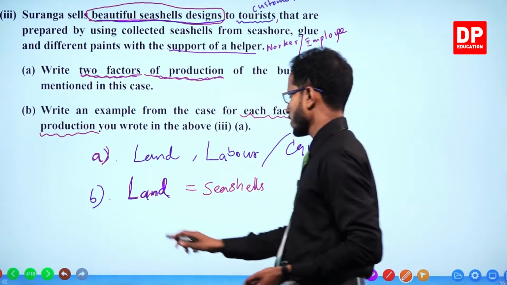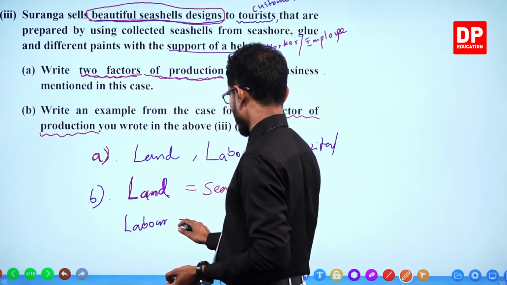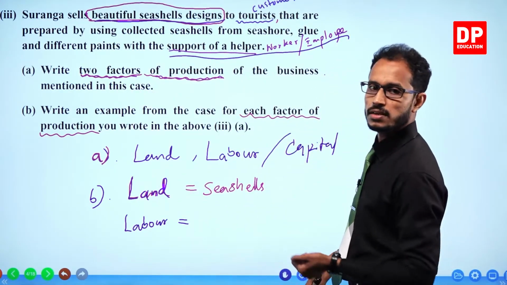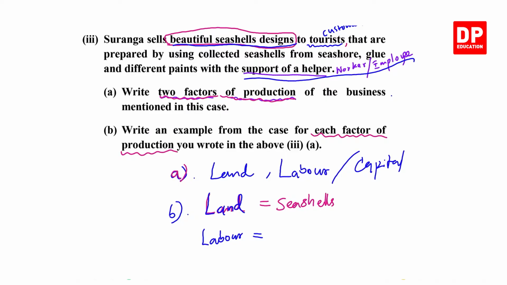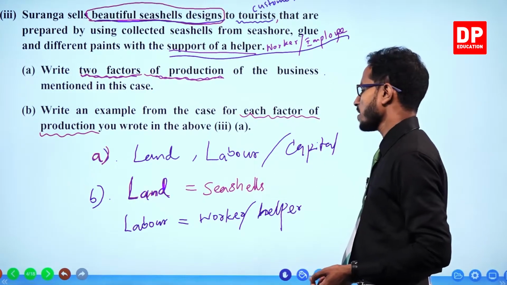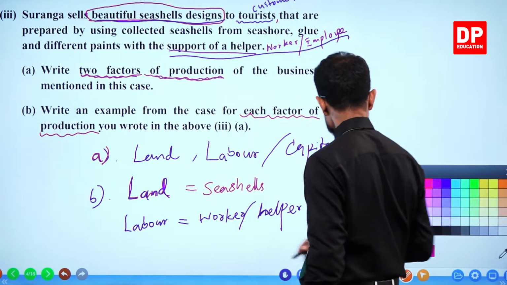Labor. For labor, what examples can you take from the case? Here we already marked the helper, the worker. Labor means the human factor. Otherwise, we can say the human resource which is used in business activities. Those human resources come under labor. All right, so land and labor.